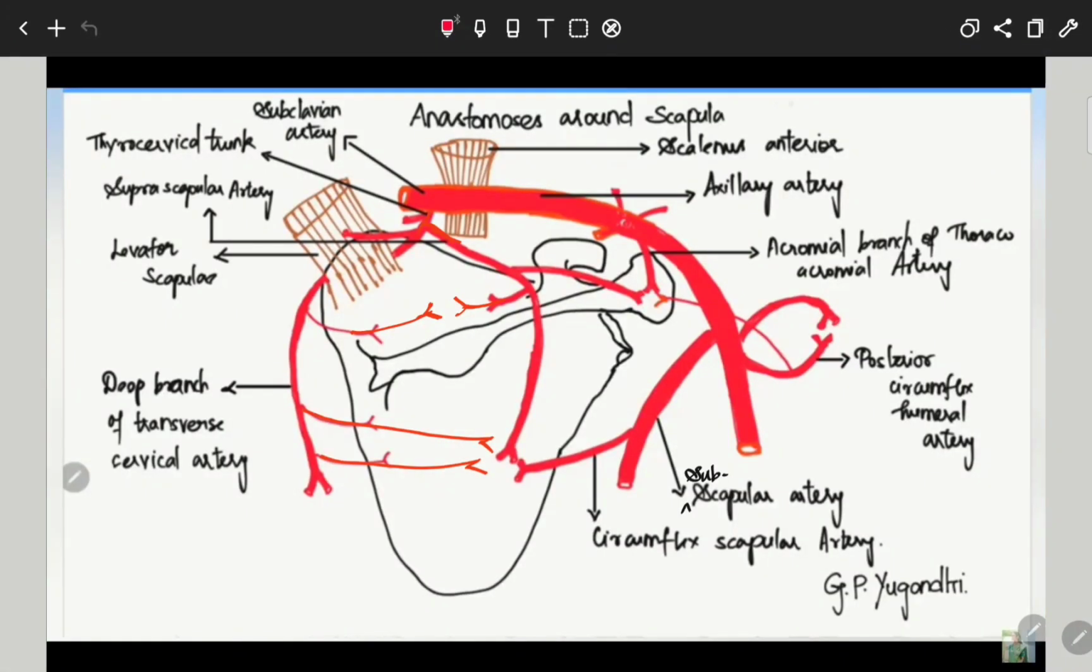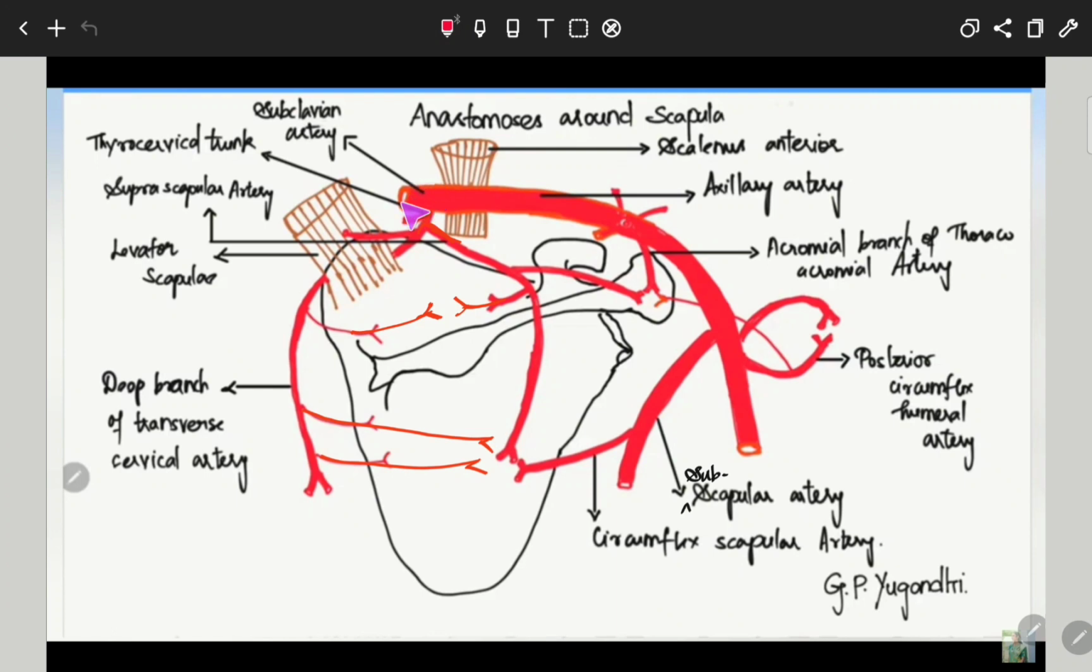Let us first take a look at the anastomosis around the body of the scapula. So here you can see this is the subclavian artery and it is divided into three parts by the scalenus anterior muscle. Here you can see the scalenus anterior muscle. So this is the first part of the subclavian artery, this is the second part, and here you could see the third part of the subclavian artery, right?